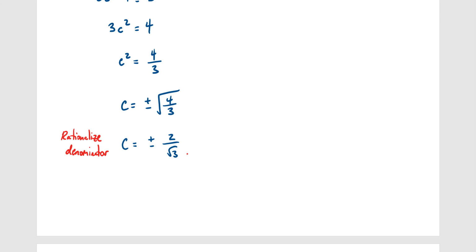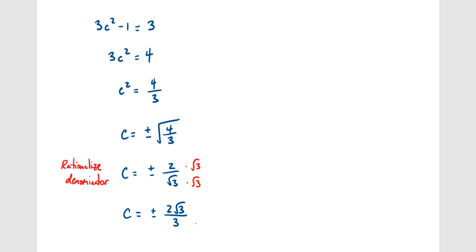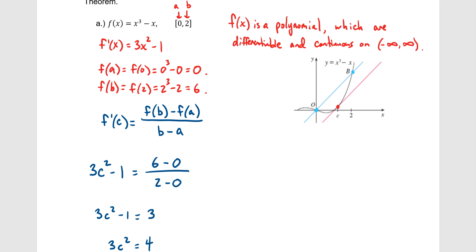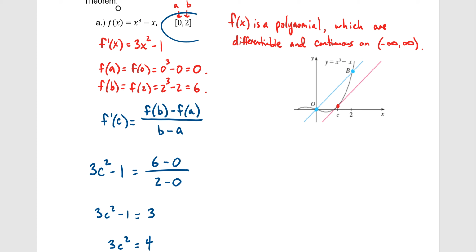We would do that by multiplying by radical 3, numerator and denominator. So we would get plus or minus 2 radical 3 over 3. So these are the two values that we would get for C. What we have to do now is consider what interval we are in. So we are on the interval 0 to 2.